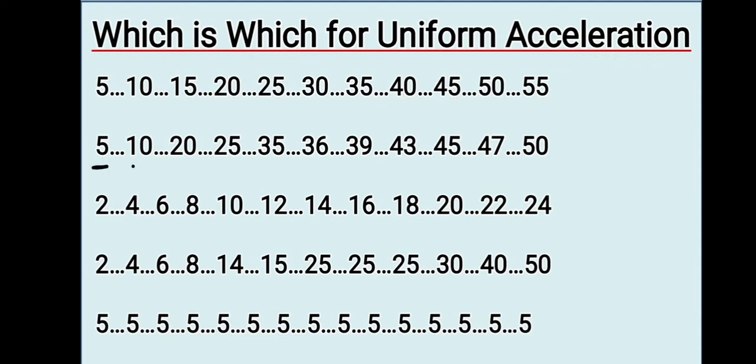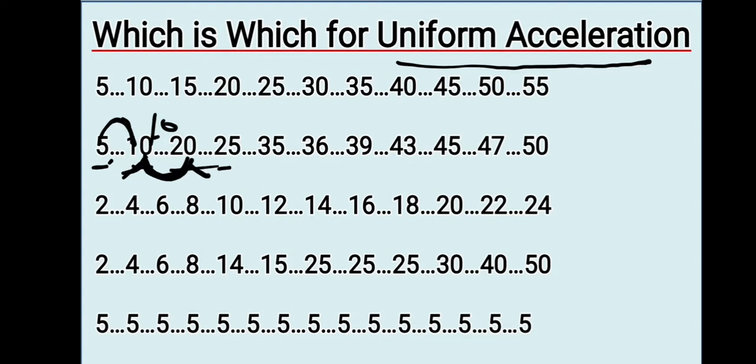What about number 2? 5, 10, 20, 25. Of course, 5 to 10, so 5. Then how about 10 to 20? Is it still 5? No, it is 10 meters per second. Meaning to say, it is not uniform acceleration, because from here up to here is 5, then from 10 to 20 it becomes 10, then it goes back to 5, and then 25 to 35, 10 again, then 35 to 36, 1, 36 to 39, 3. So it is not an example of uniform acceleration because the change of velocity is not the same, or is not uniform. How about line number 3?